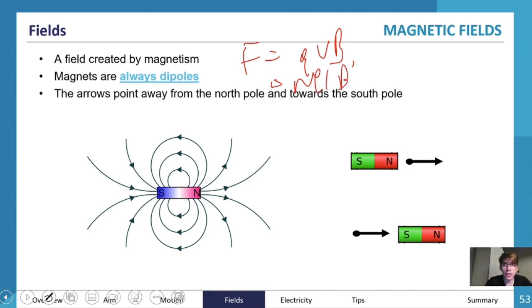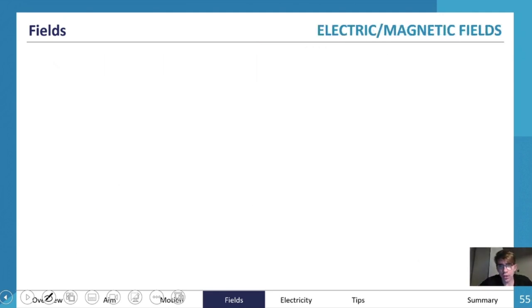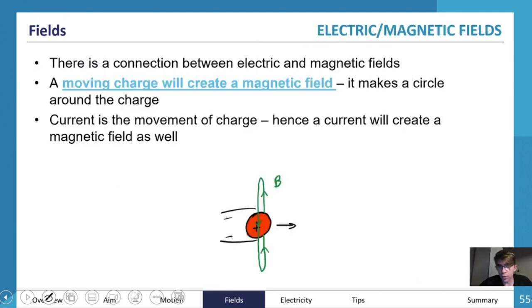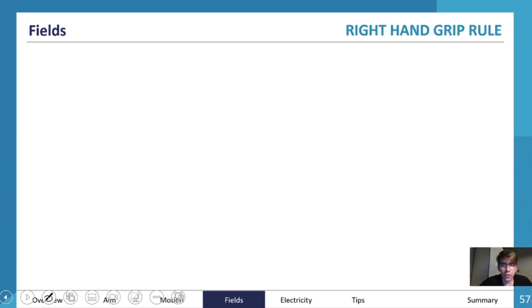But B is essentially the magnetic field strength, alright? It has a north pole and a south pole. Two poles that are the same repel each other. If they're opposite, they attract each other. Now the beauty is if you combine it with an electric field, right?